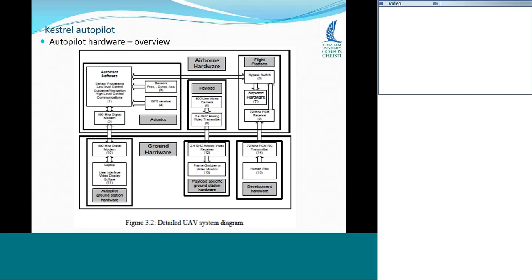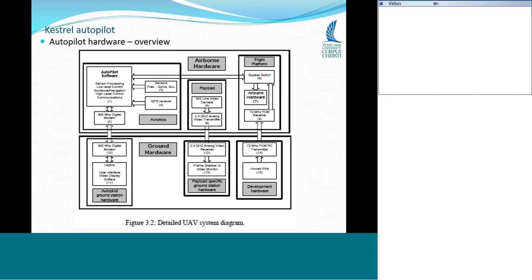All right. Now, if we go all the way to the bottom, again on the left, the ground hardware, you see the autopilot ground station hardware. This is the laptop, which you're talking to the airplane with, and you're controlling the airplane through the laptop, and it's connected to this 900 megahertz digital modem. Okay, and again, that's basically just a digital radio, but we'll talk about modems a little more later. So that's talking to the autopilot. So you've got the laptop that's talking to the autopilot through the 900 megahertz link.